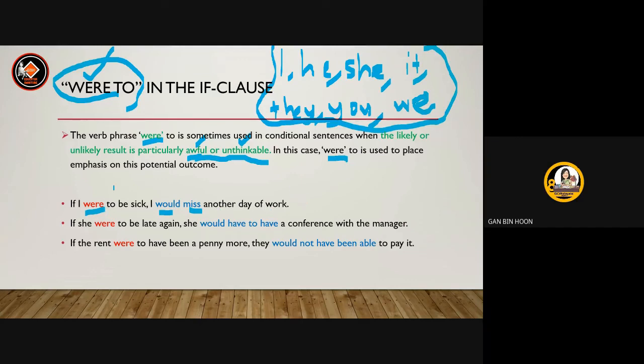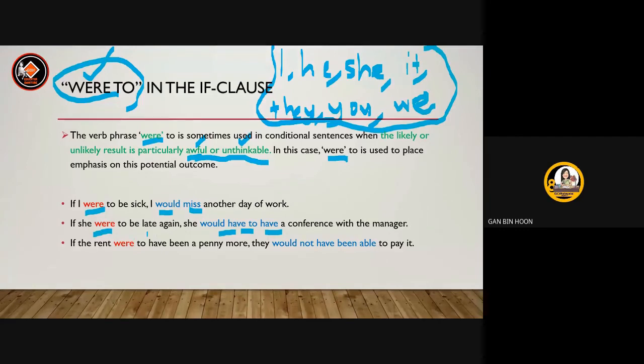Okay, bermaksud saya tak mungkin akan sakit. And then saya tak mungkin akan tak pergi kerja. Understand? So this one tak logik. So number two, if she were to be late again, she would have to have a conference with the manager.